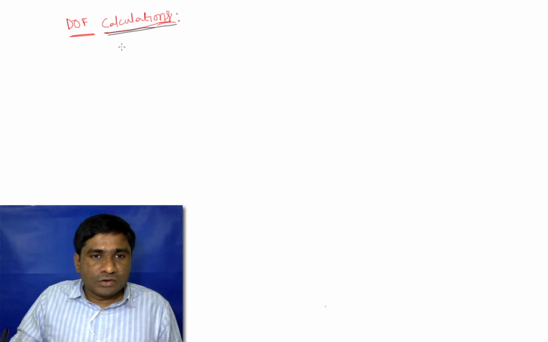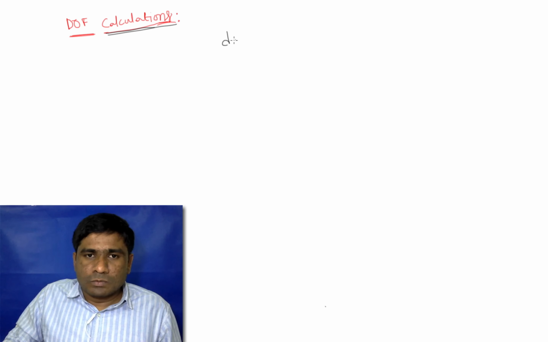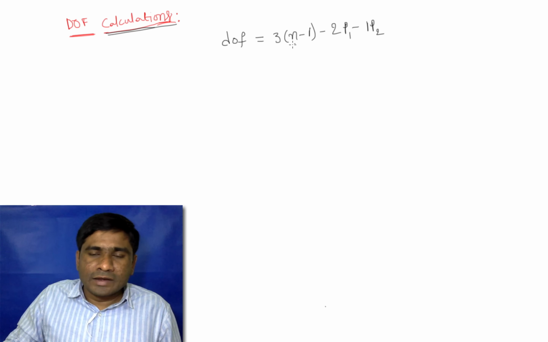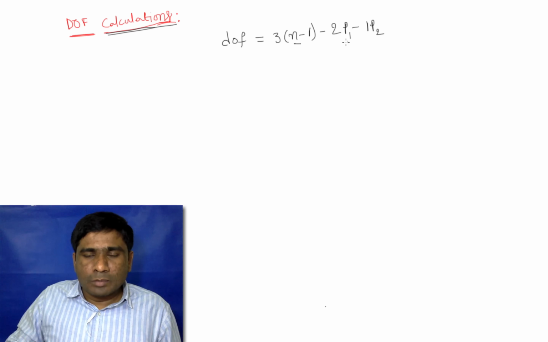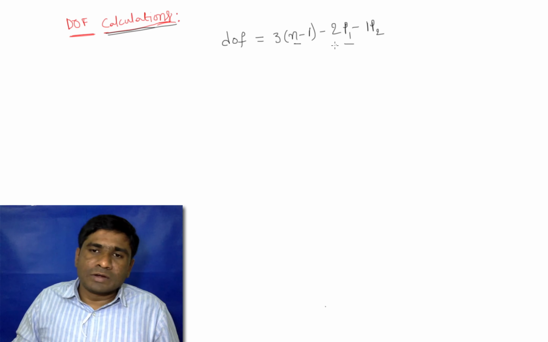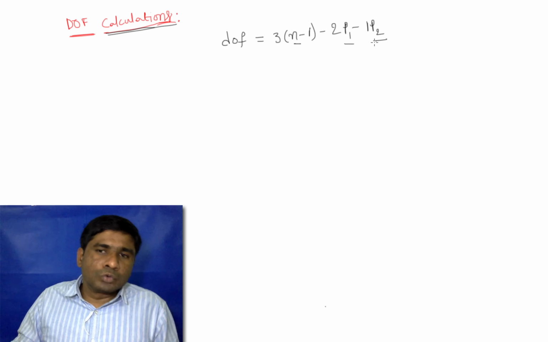In the previous lecture, we have derived the degree of freedom for planar mechanisms. So, for a planar mechanism where one of the links is fixed, degree of freedom equals 3 into (n minus 1) minus 2p1 minus 1 into p2, where n is the number of links in a mechanism and p1 is the number of pairs having degree of freedom 1, and p2 equals the number of pairs having degree of freedom 2.